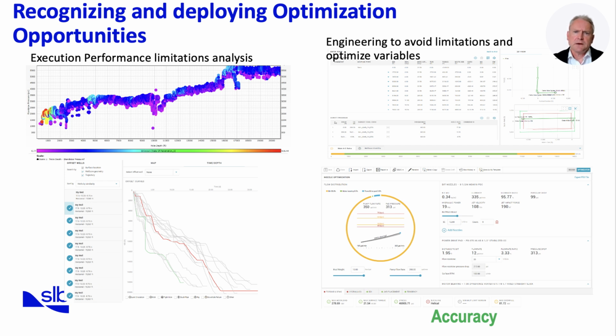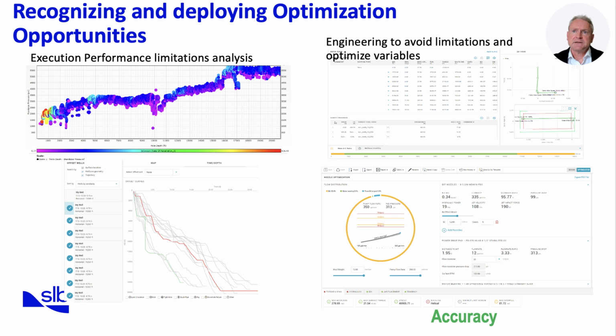For example, optimizing weight on bit and rotary speed can reduce vibrations, while managing mud rheology helps avoid poor hole cleaning. Engineering models enable us to simulate what-if scenarios, so we can design around these limits before they result in downtime. Accuracy plays a critical role here. Data must be validated and measurements verified. Without accuracy, optimization attempts may simply reinforce incorrect assumptions.